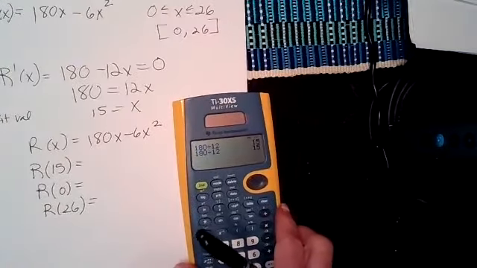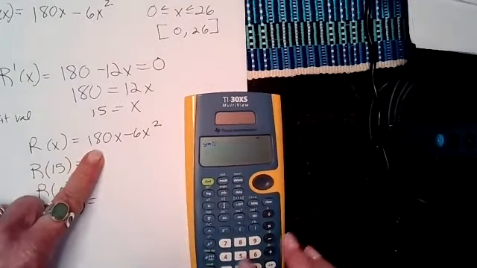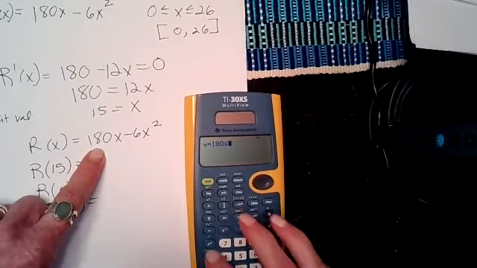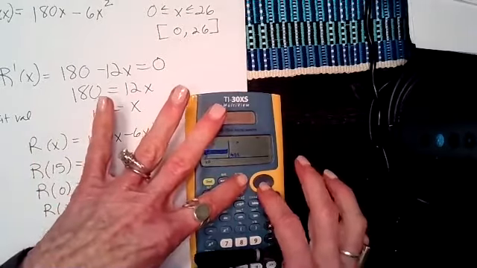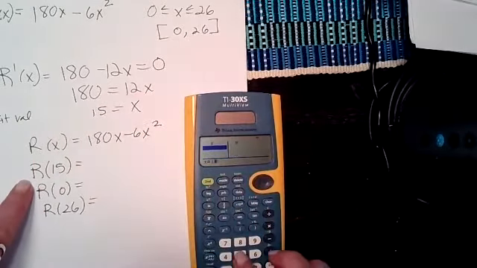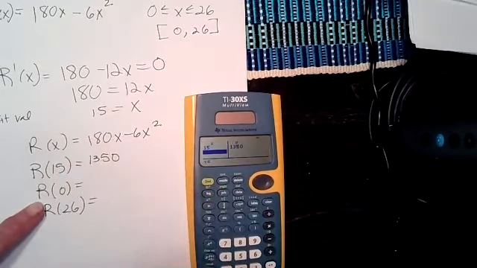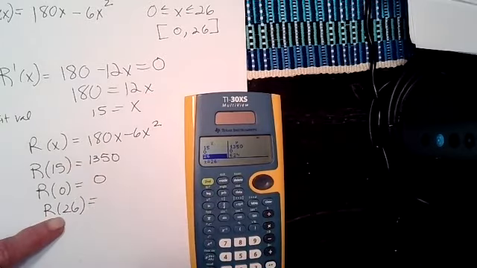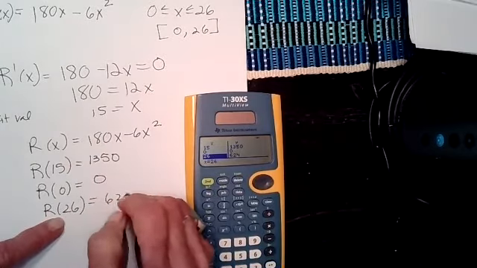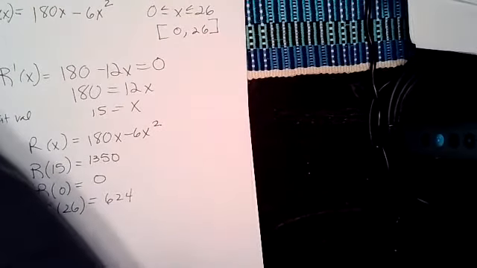Okay, so here we go. I'm going to go to my table and clear that out. I'm going to put in my revenue function, 180x minus 6x squared. Enter, enter, enter. I have it on ask, which is where I want it. I'm going to delete all this stuff here. I'm going to put 15, enter, 1350, 0, enter, and I get 0. 26, enter, and I get 624. Okay, and so they are asking me, let me show you the question.